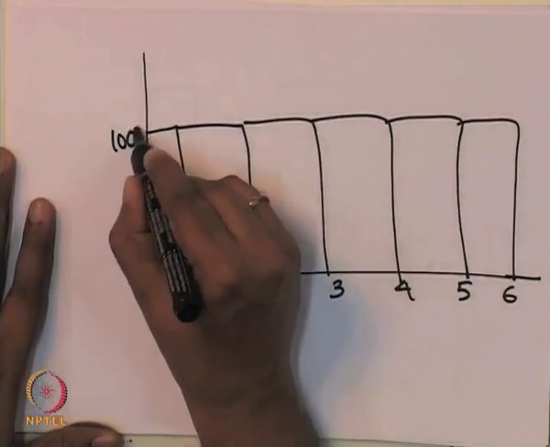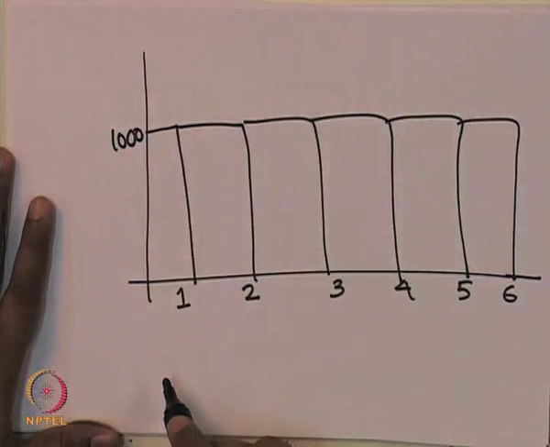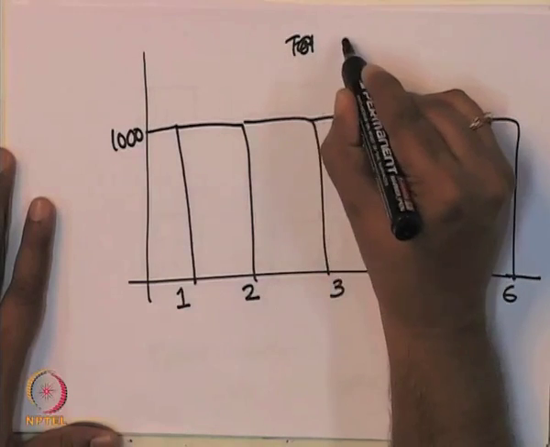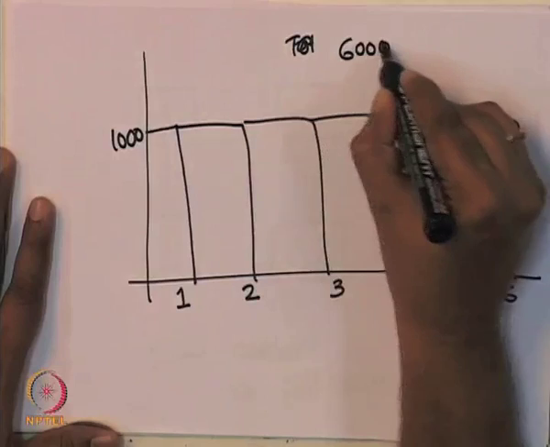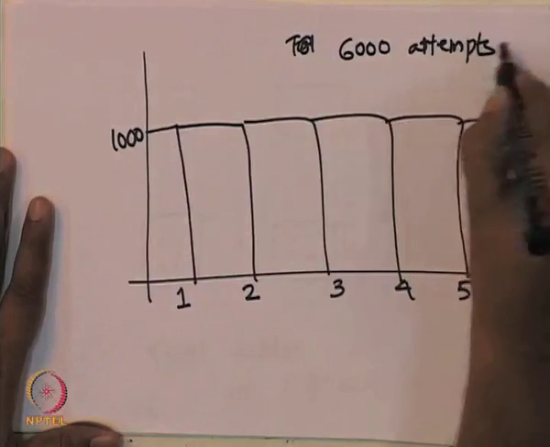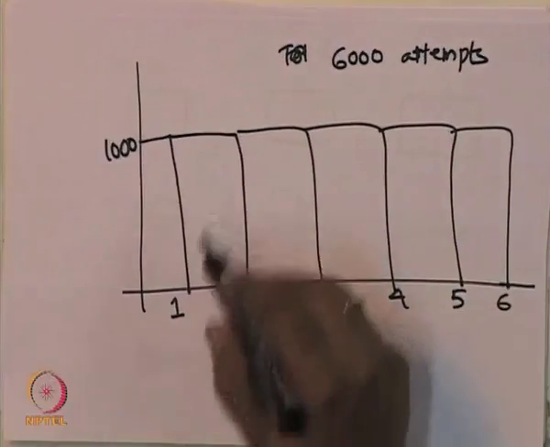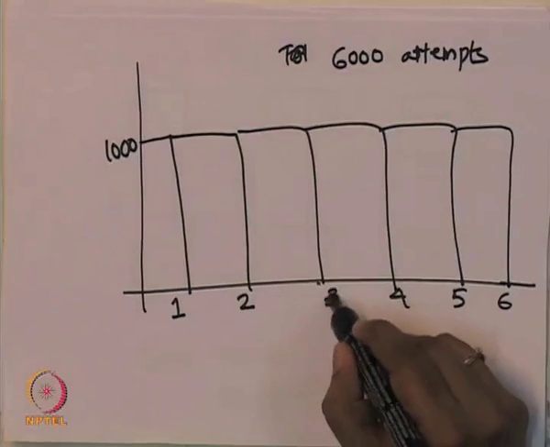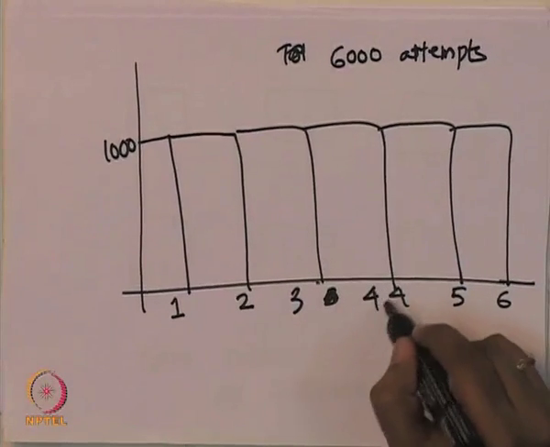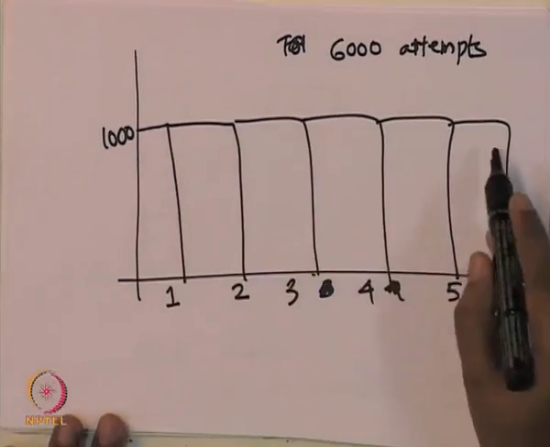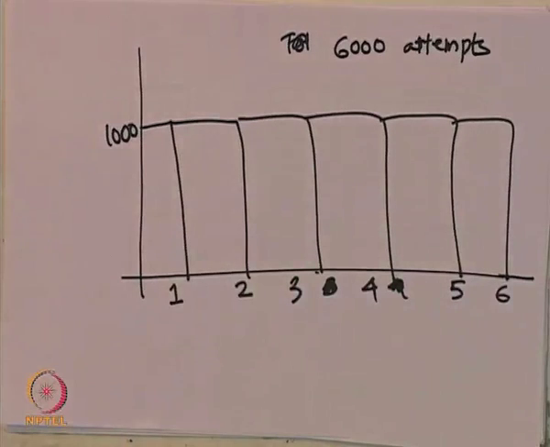So, if you attempt 6000 attempts, if you throw the die 6000 times, on an average 1000 times you will get 1, 1000 times you will get 2, 1000 times you will get 3, 1000 times you will get 4, 1000 times you will get 5 and 1000 times you will get 6. So, one can call this a uniform distribution.